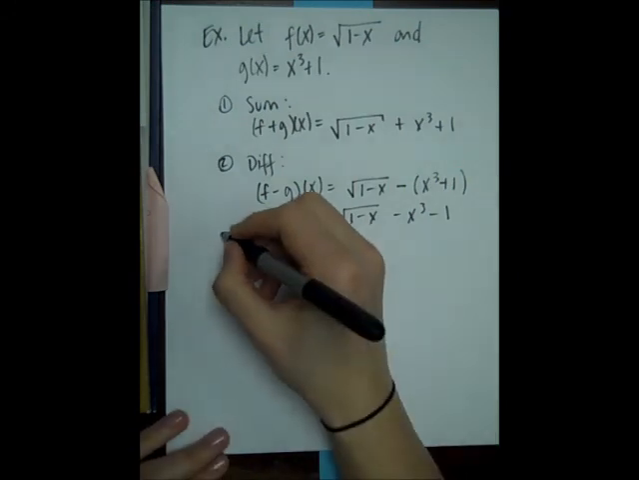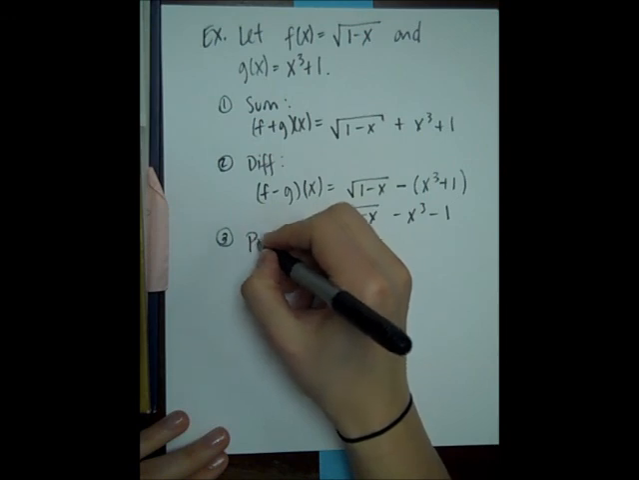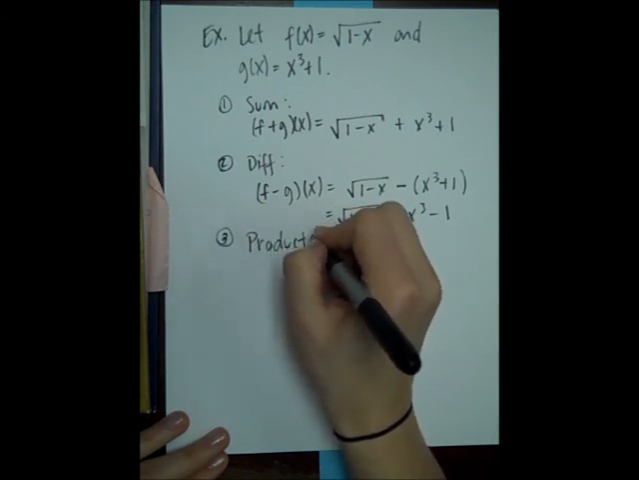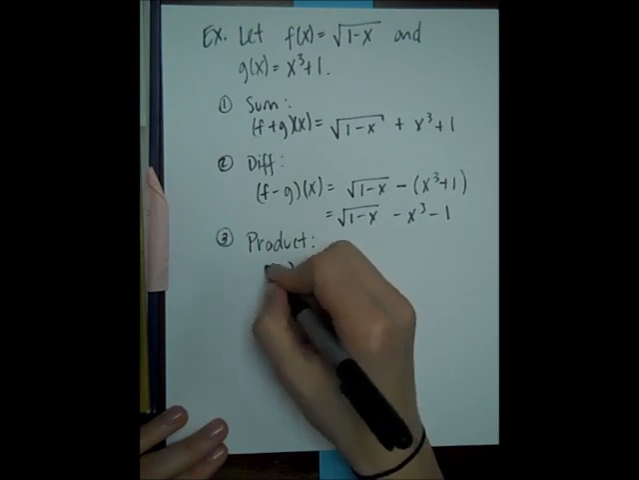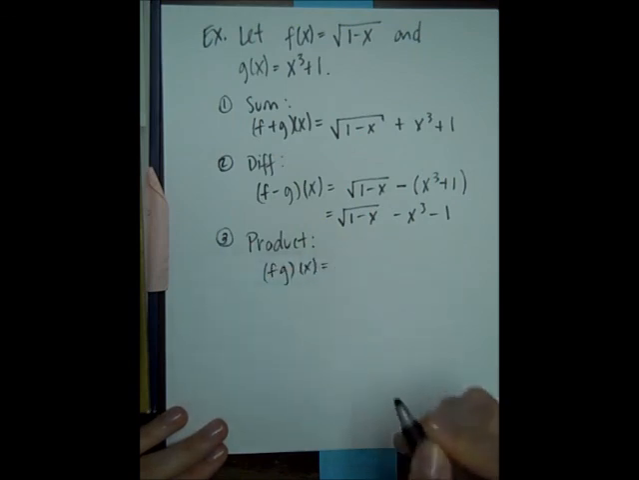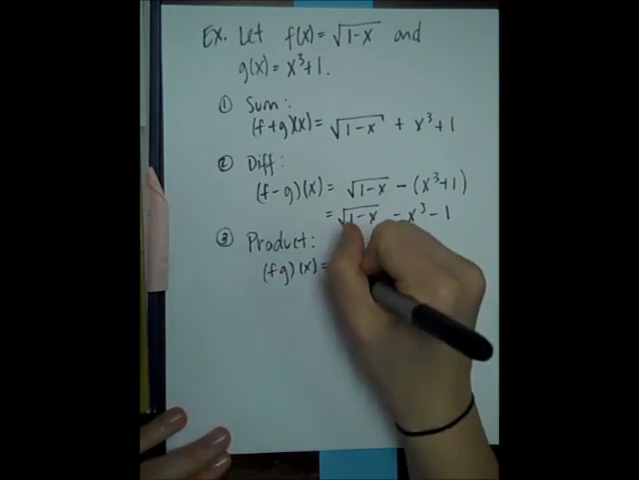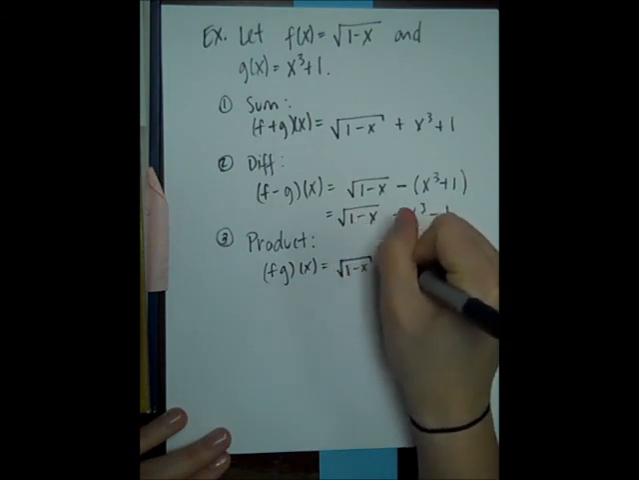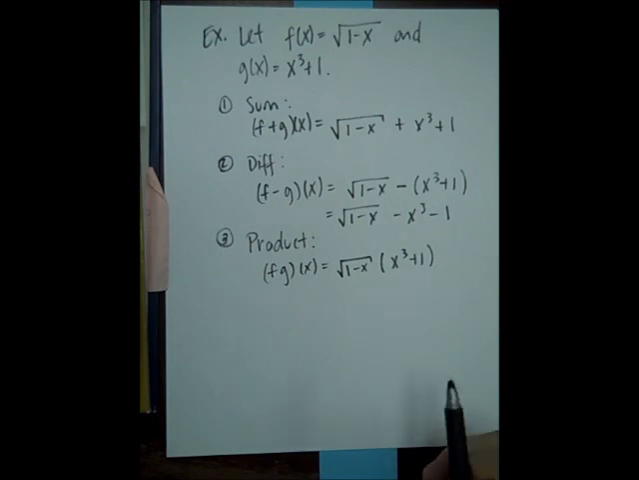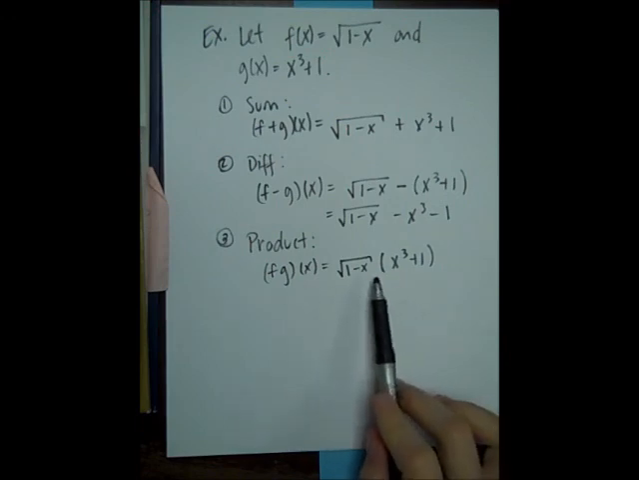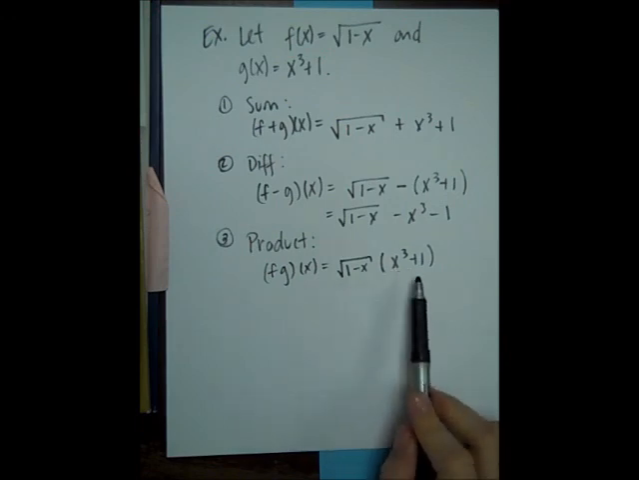What else could I do? I could build a new function by the product. What is the product? That would be f times g of x, which just means I multiply the two. So I'll have the square root of 1 minus x times x cubed plus 1. Again, I'm being careful with those parentheses. I want to make sure to multiply this radical by both the x cubed and the 1.